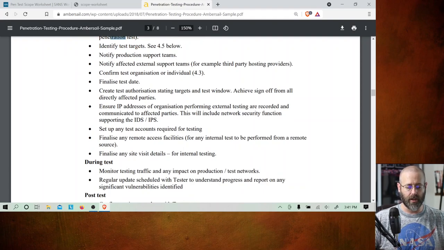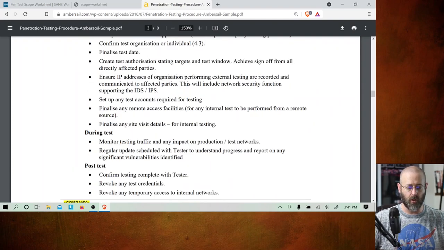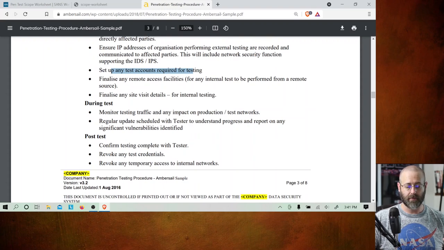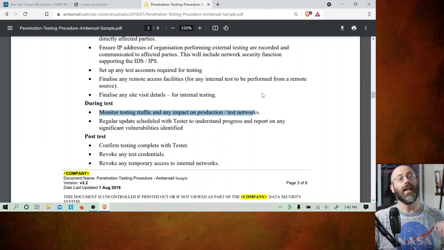All right. So giving you that information, here's some good stuff during the, I do like this. Ensure IP addresses of organization performing external testing are recorded and communicated to affected parties. This will include network security function supporting the IDS and IPS. Cool stuff. Set up any testing accounts required. So this is all that basic setup. And then during the test, monitor testing traffic and any impact on production test networks. We don't want to be causing issues, right? So if something starts going crazy, let us know and we'll stop, right? If we see that we're doing something crazy and we can't make it stop, we'll let you know, hey, we got to get this to stop.